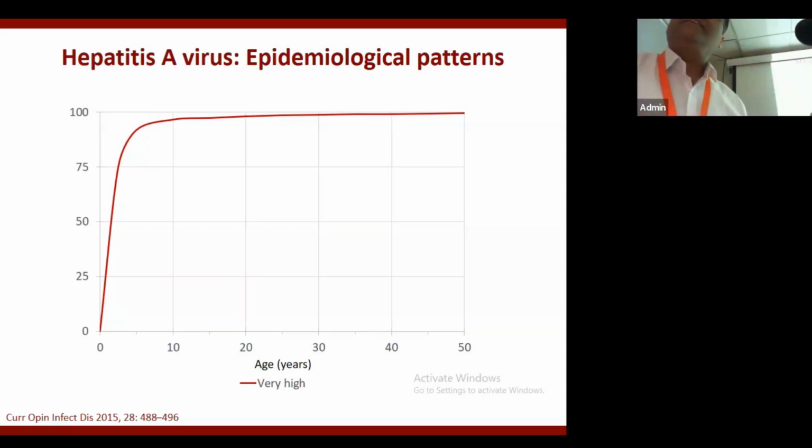The application of this hyperendemic pattern is that there is no advantage of hepatitis A vaccination for adults because they are already exposed. So if we have to protect from hepatitis A, we have to give vaccination in childhood, infancy, newborn to get benefit. Otherwise, they will be exposed.